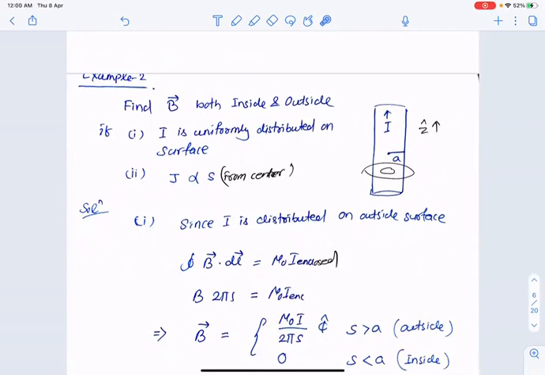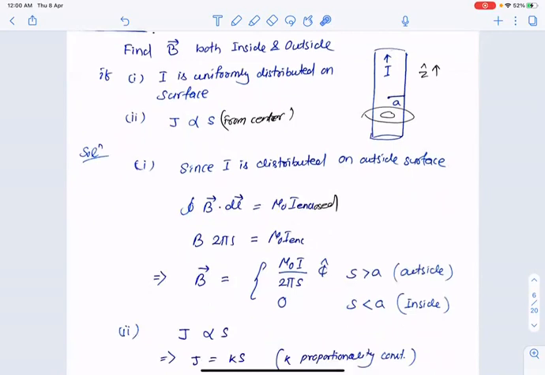Or instead of the current density J being a constant, I can make a condition that your current density is proportional to s, where s is the distance from the center. Then there are these two conditions, and I want to calculate B in both. The first condition is very easy. You know that I is distributed only on the surface. So if you are inside the cylinder, the current enclosed is 0, because I is only on the surface.